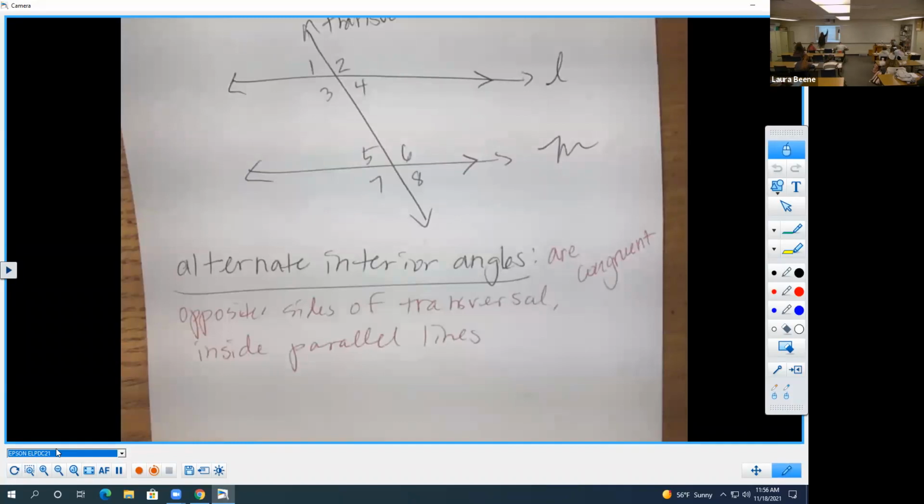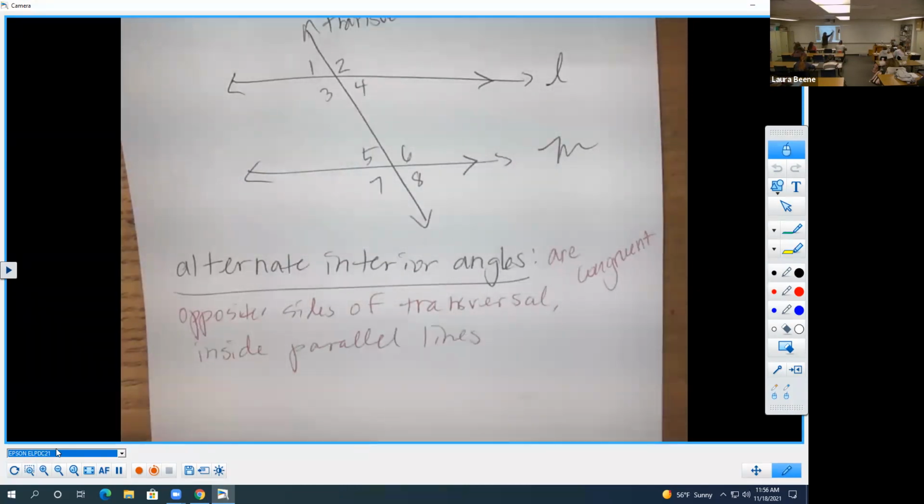Let's say I told you this one was 75 degrees. Angle 4 is 75 degrees. Which one is congruent to angle 4? Angle 5 is also congruent. They're alternate interior angles, so this is 75 degrees. Agreed? Okay, I can also figure out 3 and 6 from this. How can I figure out 3 and 6 from this? Aren't these a linear pair? So I can do 180 minus 75 gives me 105. So that makes this one 105 degrees.